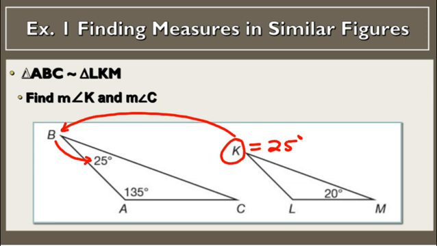And then angle C is here. The corresponding angle from angle C is angle M, and we're told that angle M is 20. So C has to be 20 degrees.